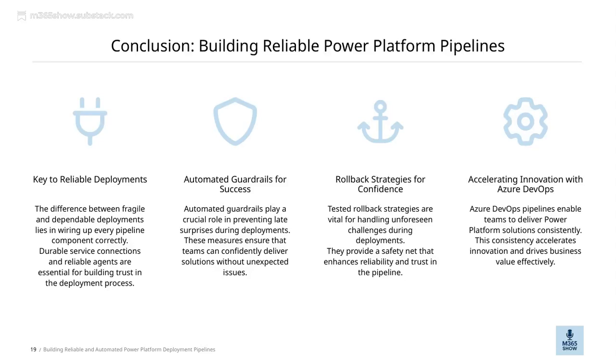Finally, the foundation of all reliable deployments is correct wiring of your pipeline components. This means ensuring durable service connections and reliable agents are in place. When every piece is connected properly, it builds trust in the process and helps distinguish fragile deployments from dependable ones. In summary, building these robust, automated, and well-connected pipelines is what enables us to deliver solutions confidently and at scale, ultimately supporting our goal of accelerating innovation across the organization.